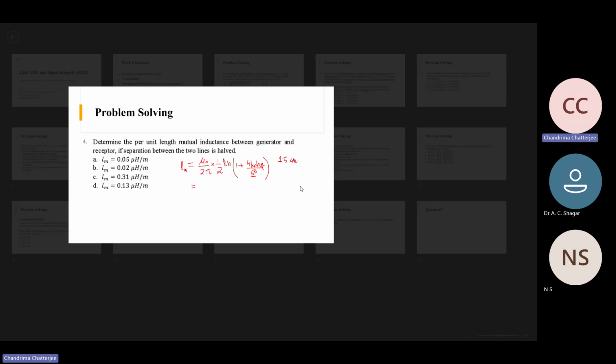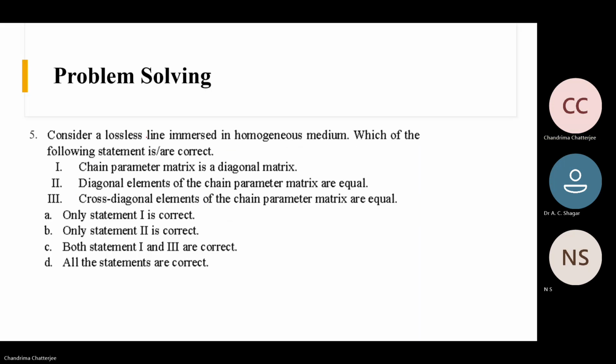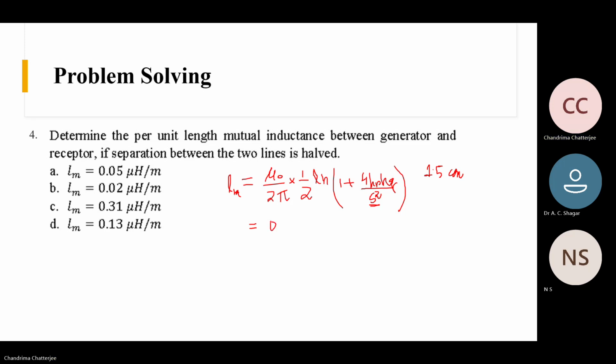So this will be, you can verify it later. I am just putting the values. So 0.1299 microhenry per meter. Okay, so option D is correct.